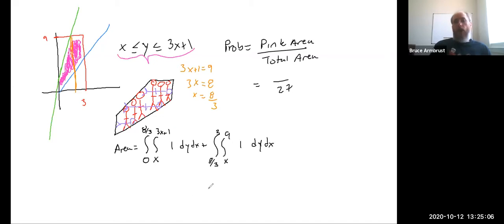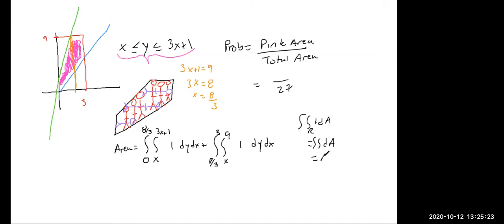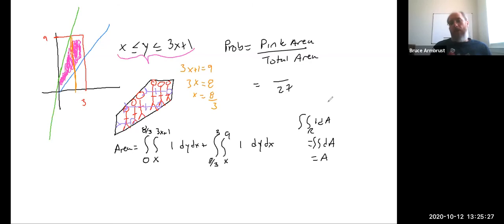So why does integrating 1 give you area? Well, check this out. If you just integrate 1 dA, you're integrating dA. Well, what happens when you integrate a differential? You just get that thing. You just get A. So if you ever want to get just the area of a region, you can use a double integral.